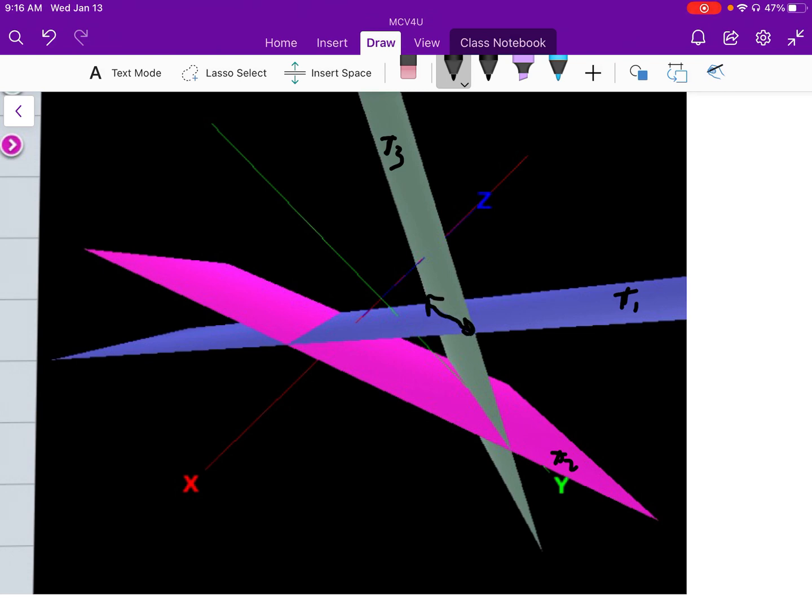Again, how do you find it? The same way as we've done in the past. Pi 2 and pi 3, there's that line. And then finally, we've got pi 1 and pi 2 and this line of intersection right there. So what forms geometrically in this case is three parallel lines. These lines will never intersect. So you have three sets of parallel lines, or three parallel lines.